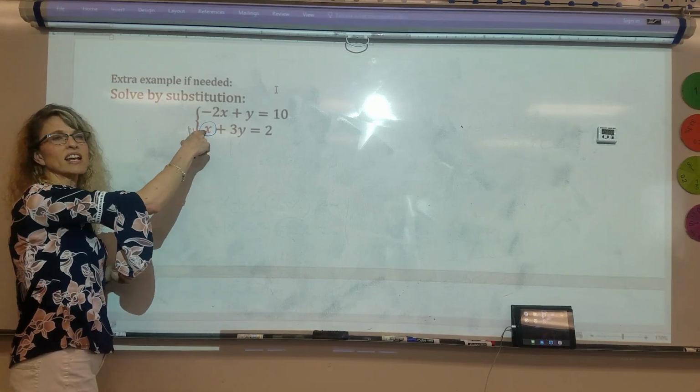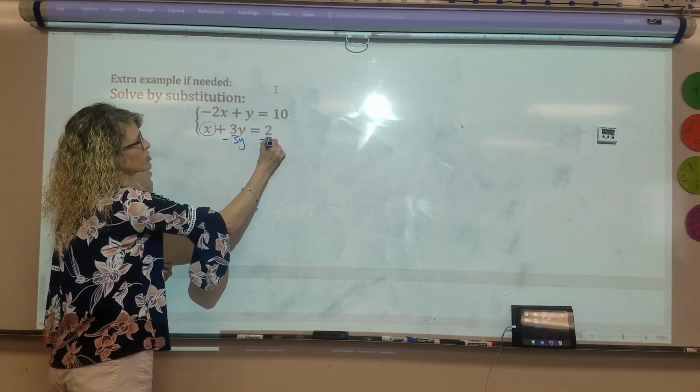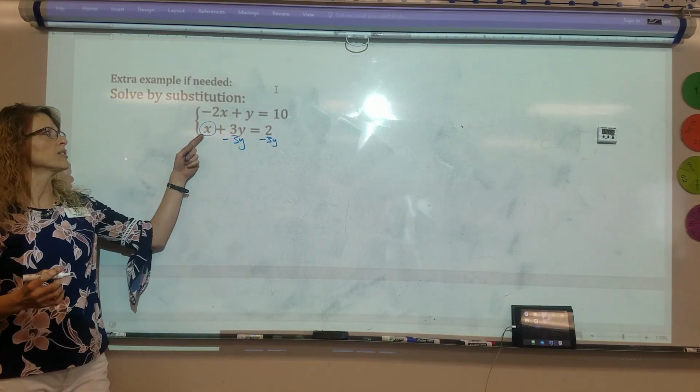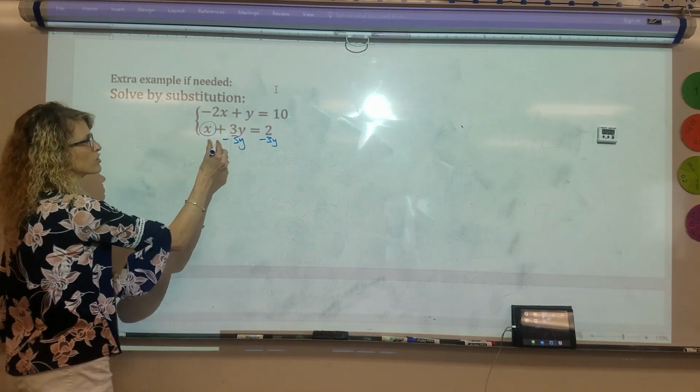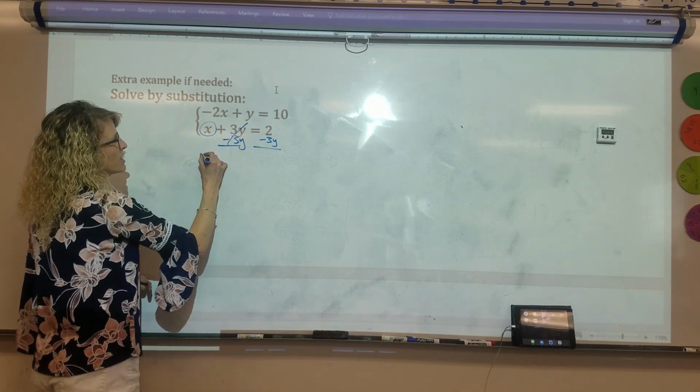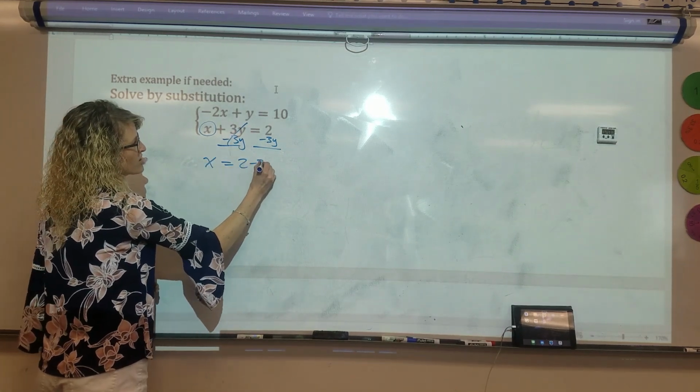So if we isolate x, we're going to subtract 3y. Subtract 3y. Let me just take a quick vote. How many of you isolated this x? 1, 2, 3. Okay, most of you. That's a good choice then. So they cancel. We're left with x equals 2 minus 3y.